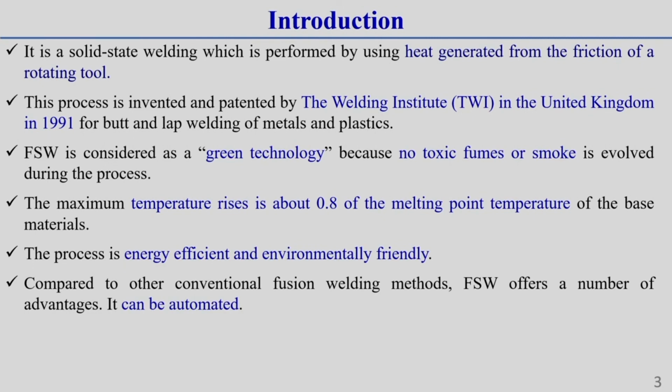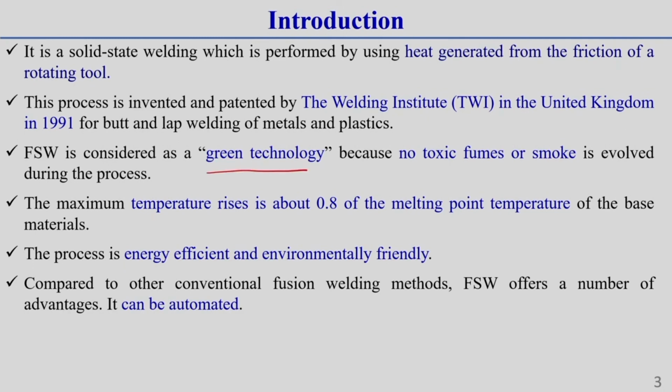Now this welding process was invented by TWI, that means The Welding Institute, which is in the United Kingdom, in 1991. This was initially used for butt and lap welding of metals and plastics, but nowadays it has other applications also, which I will discuss in subsequent slides in detail. But the initial application was butt and lap welding of metals and plastics. Now FSW is a process where generally no toxic fume or smoke is evolved during the process. That is why this process is also considered green technology.